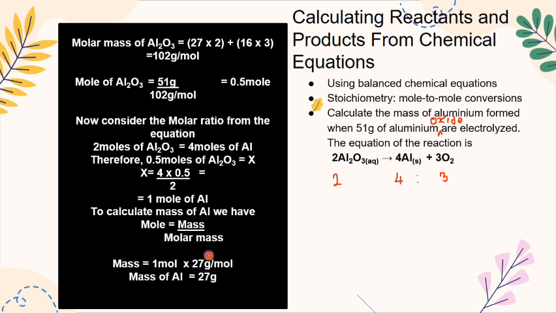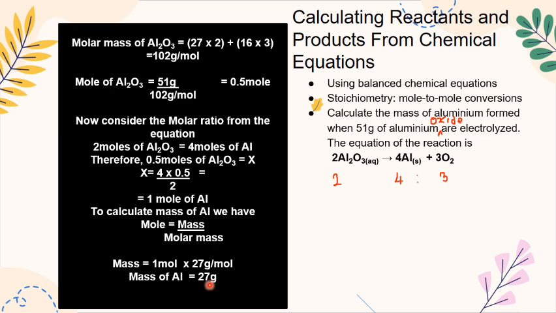Remember the question still says the mass of aluminium. So now we have the mole of aluminium, it's easy for us to calculate the mass using the formula: mole is equal to mass over molar mass. If you make mass the subject of the formula, it is going to be mole times molar mass.